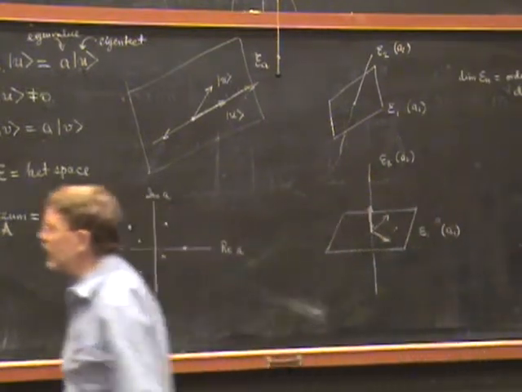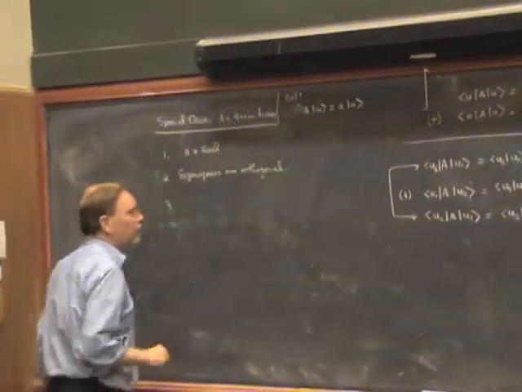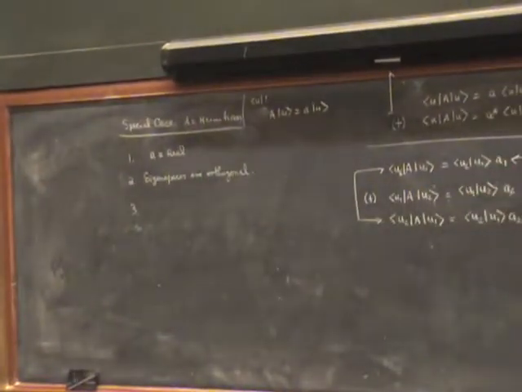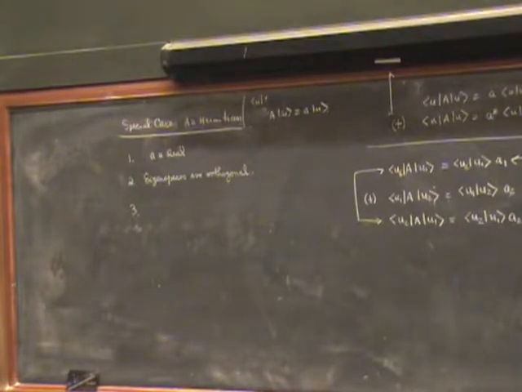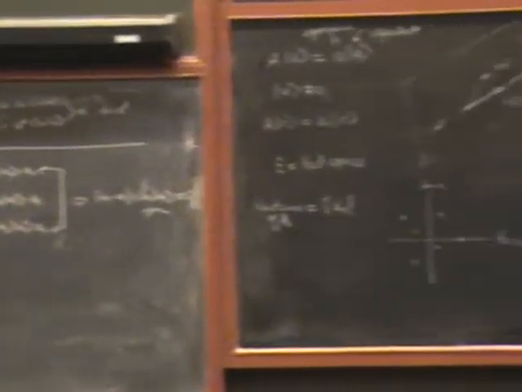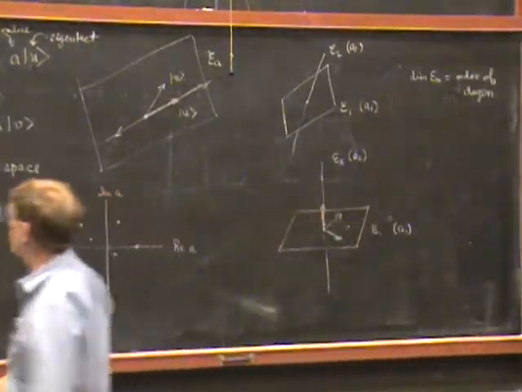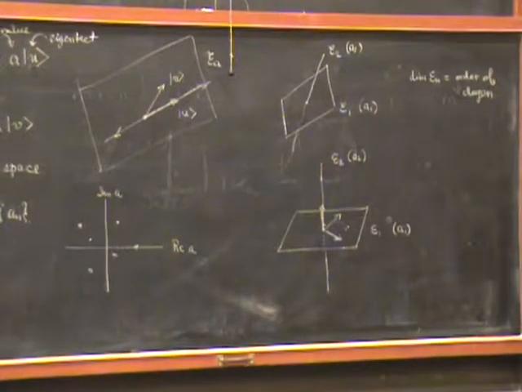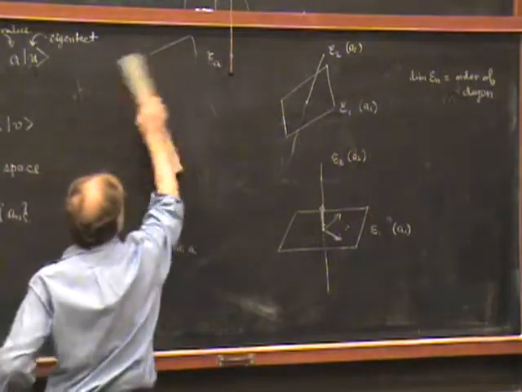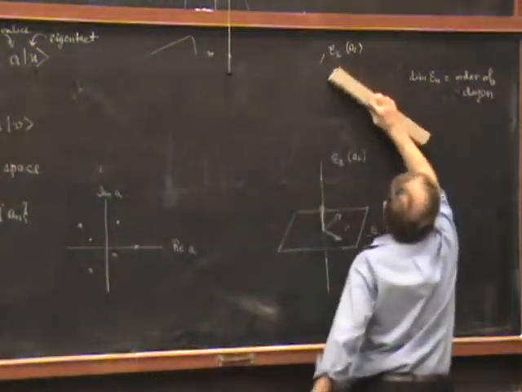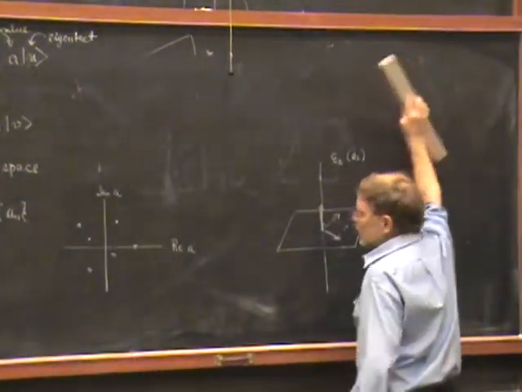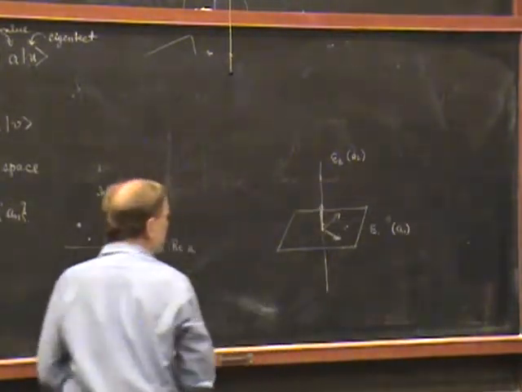There are further simplifications in the case of Hermitian operators. Let me illustrate them by going back to this picture here. Since I'm now talking about Hermitian operators, let me erase some of the rest of the stuff here, which applies to other cases that I don't care about anymore. Let's get rid of that. All right, so let's talk about the case of Hermitian operators.